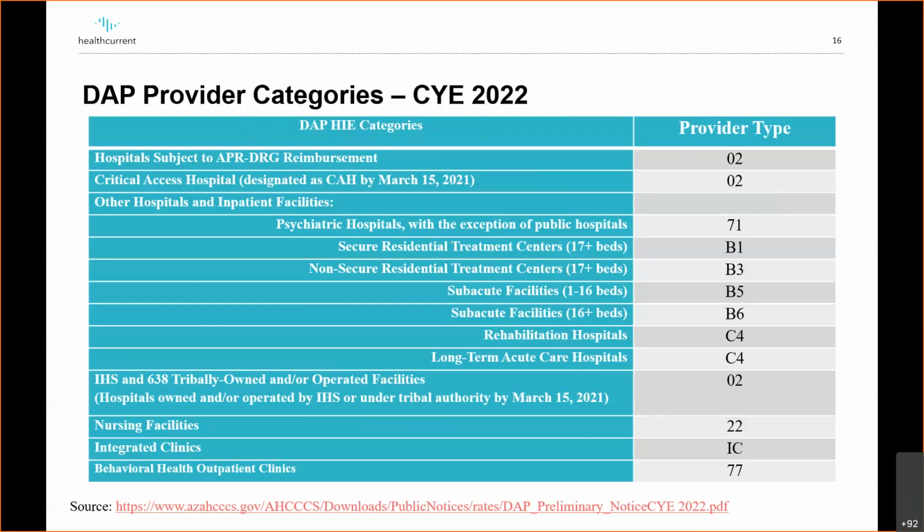Perfect, thank you. All right, so this table here is to go over the DAP Provider Categories. As we mentioned, we are going through the behavioral health, the outpatient clinics, nursing facilities, and integrated clinics today. But if you're interested in the other provider types that are also participating in DAP, this is the full list of those provider types that are currently eligible.